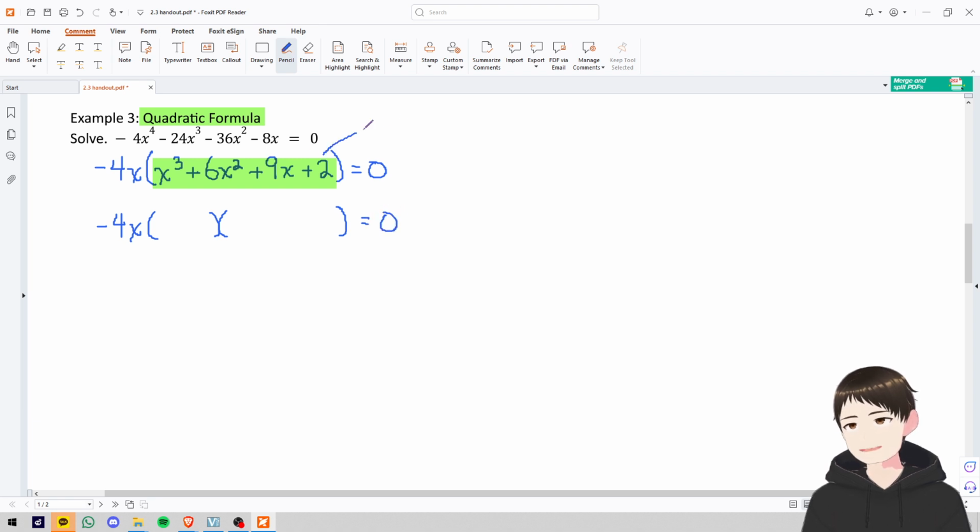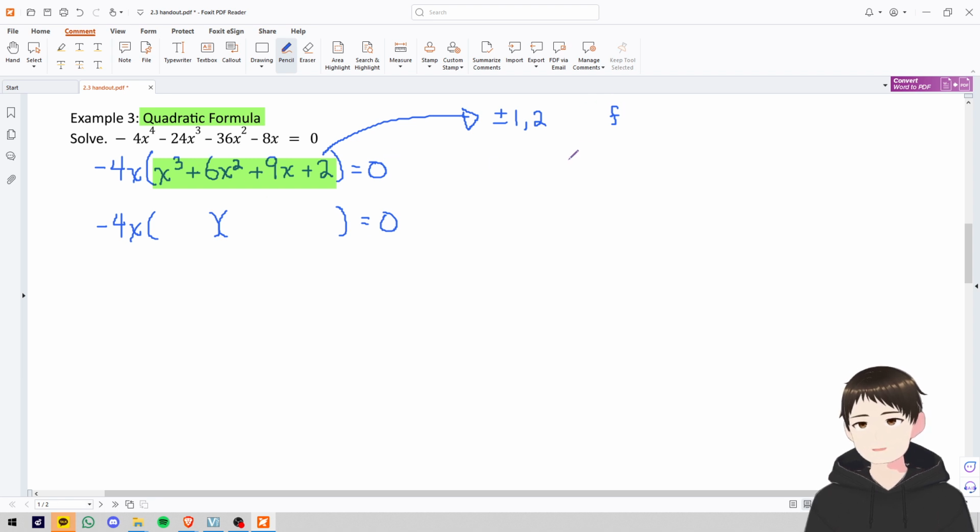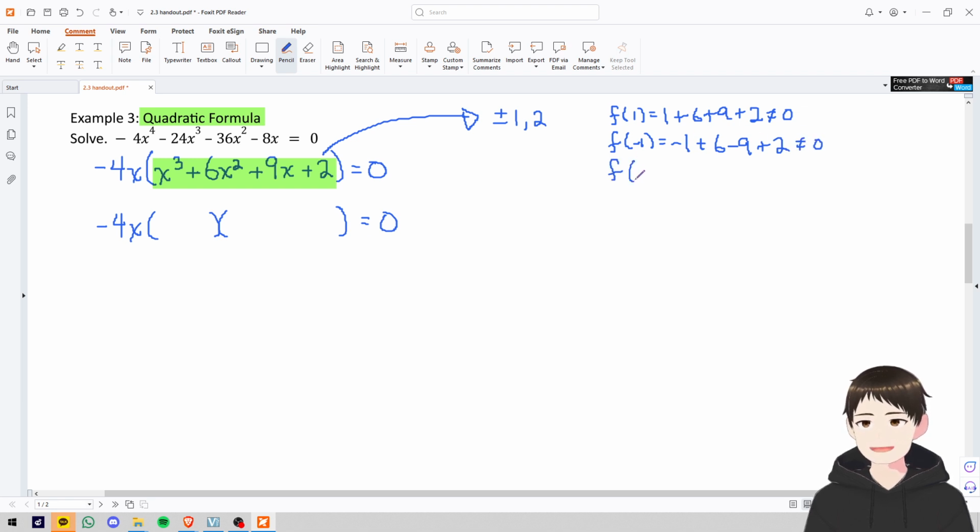Okay, so bringing that aside, let's do a side calculation. What numbers can multiply to 2? Plus minus 1 with plus minus 2. So let's test it. Let's call this highlighted section the function f of x. If I plug in a 1, that becomes 1 plus 6 plus 9 plus 2. That's definitely not a 0. If I plug in a negative 1, this is negative 1 plus 6, negative 9 plus 2. Negative 10, that's not a 0. If I plug in a 2, there's no way that's a 0.